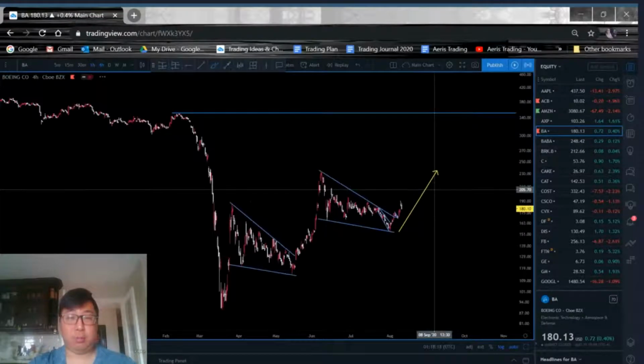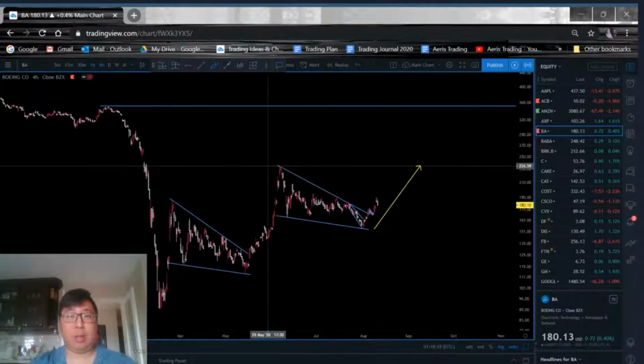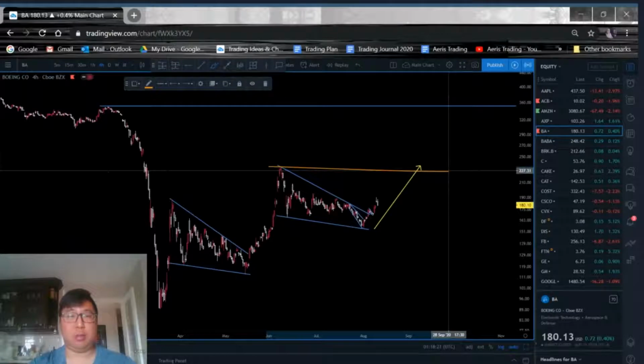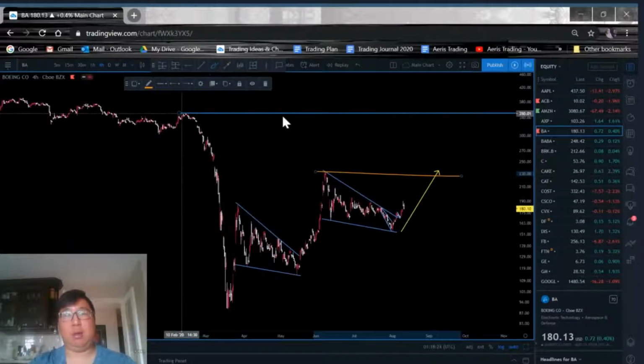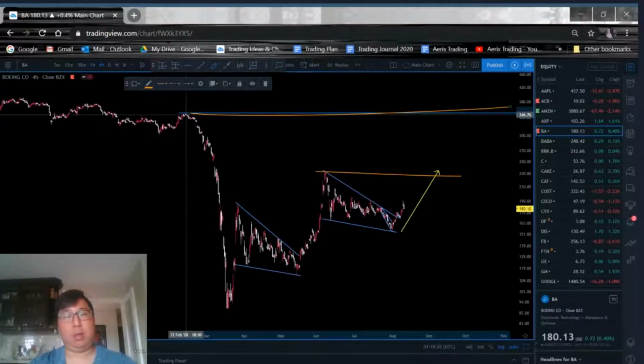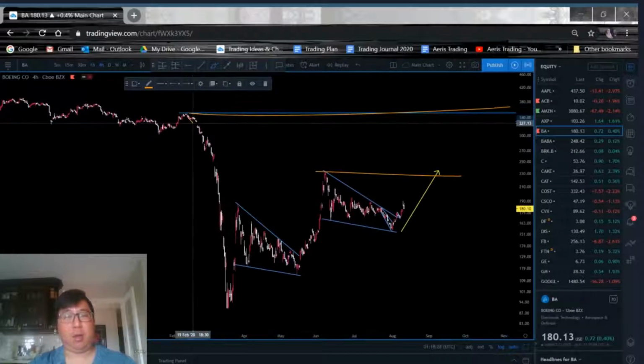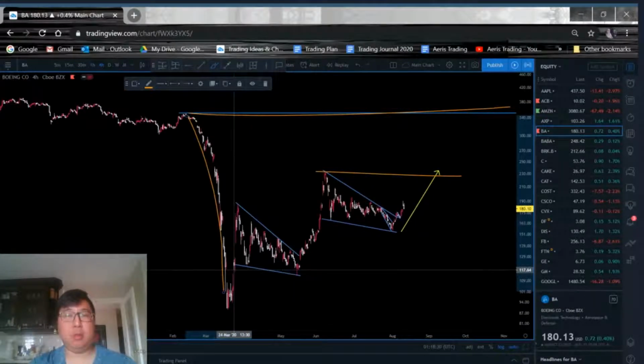There's so much room to the upside that I would be at least looking for this top here as the potential target. And the next target for me would be the highs before the COVID drop. Okay, so that's Boeing.